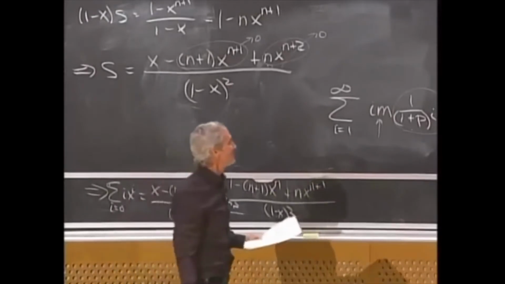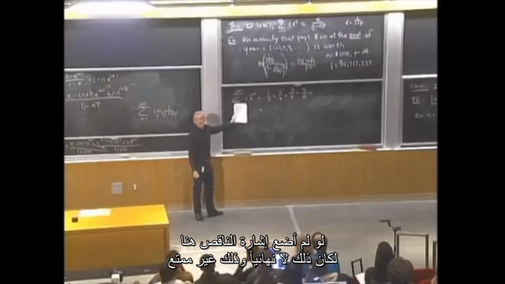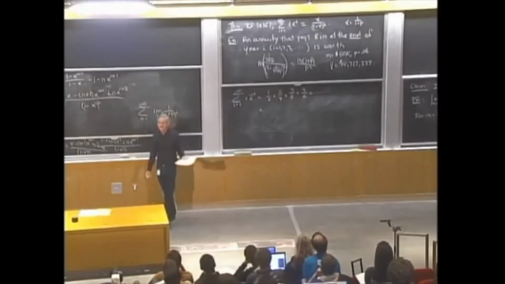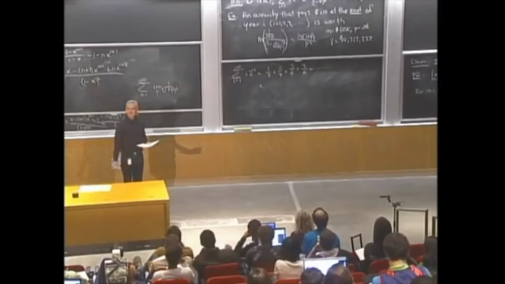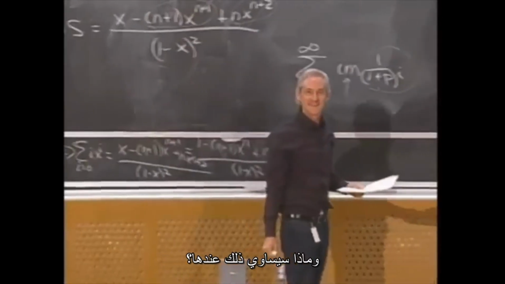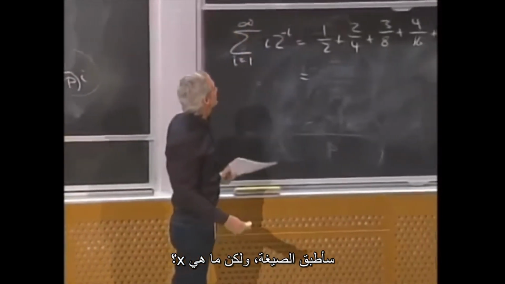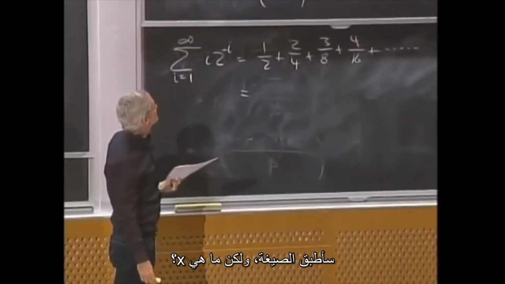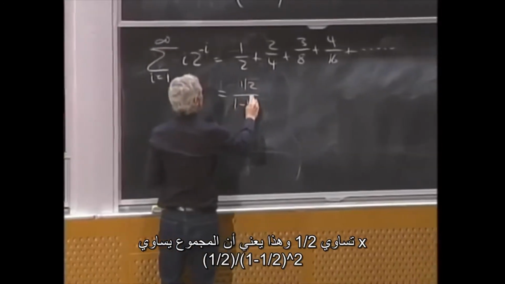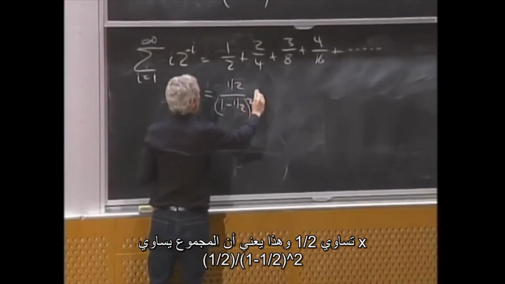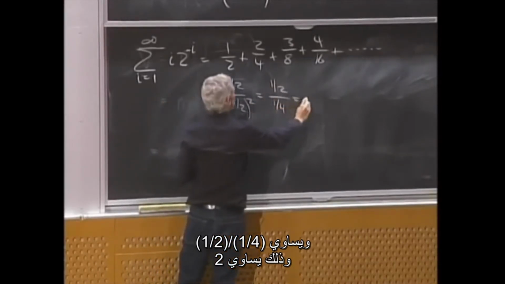Otherwise that sum would be what? If I didn't put the negative here, it's going to be infinity. That's not so interesting. The negative makes it more interesting, so I got 1 over 2 to the i in there. What's it worth then? I can plug it in the formula. What's x? 1/2. So I get 1/2 over 1 minus 1/2 squared is 1/2 over 1/4, and that's 2.